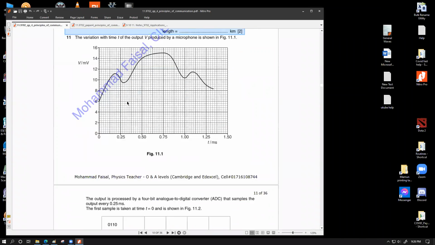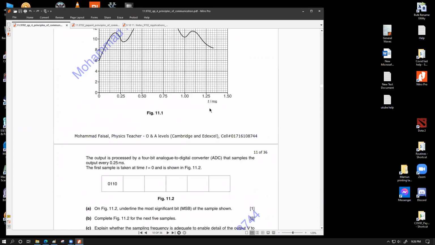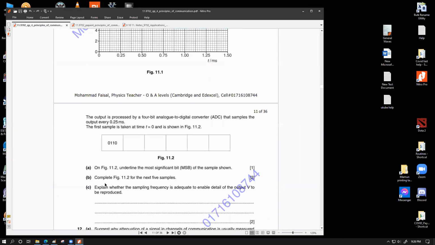Okay, once again, we have an input signal. We have to find out the individual bit values for different time frame positions. You have to place this. Explain whether the sampling frequency is adequate to enable the output to be produced.